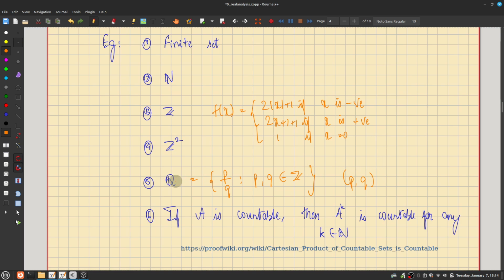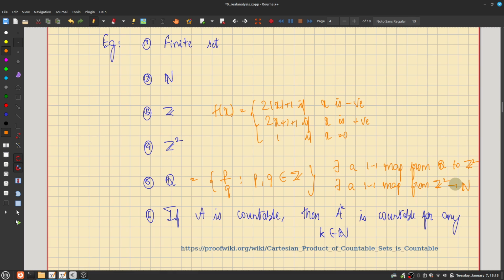And therefore, there exists a one-to-one mapping from Q to Z squared. We know that Z squared is countable, so there exists a one-to-one map from Z squared to the set of natural numbers. Should be there, right? Why?